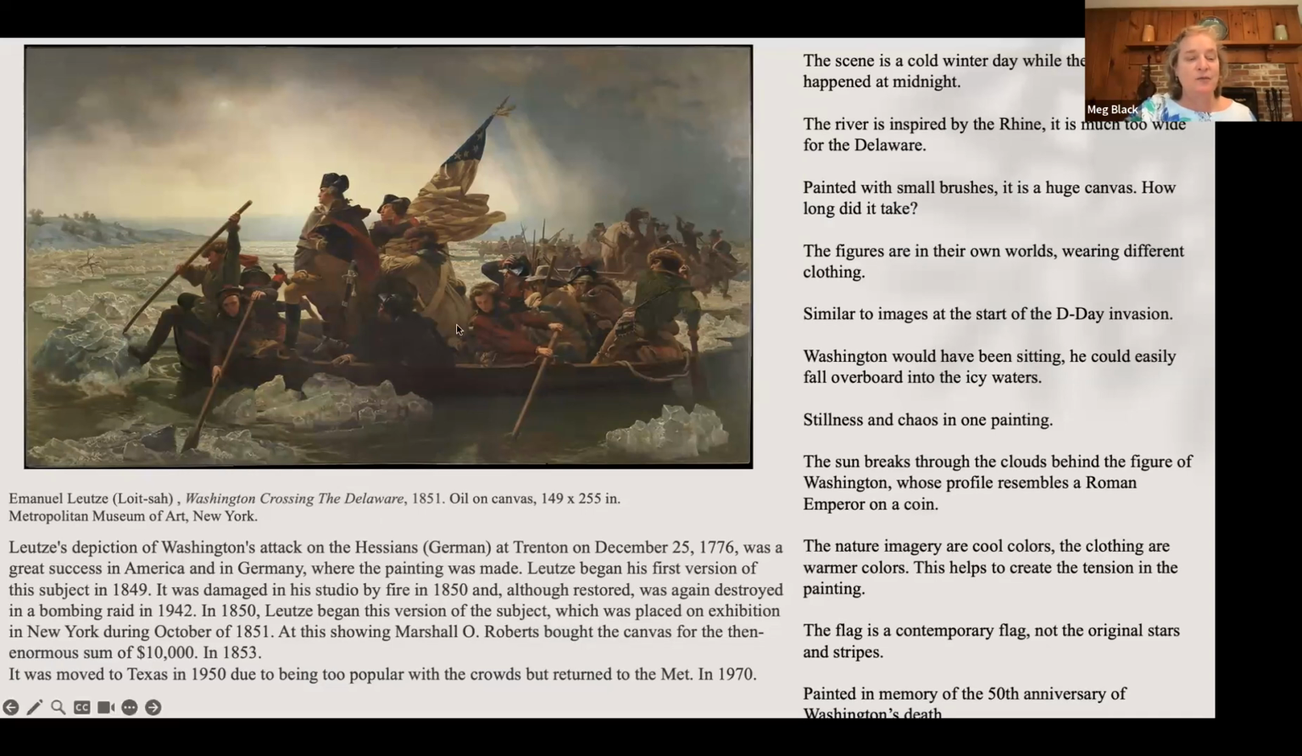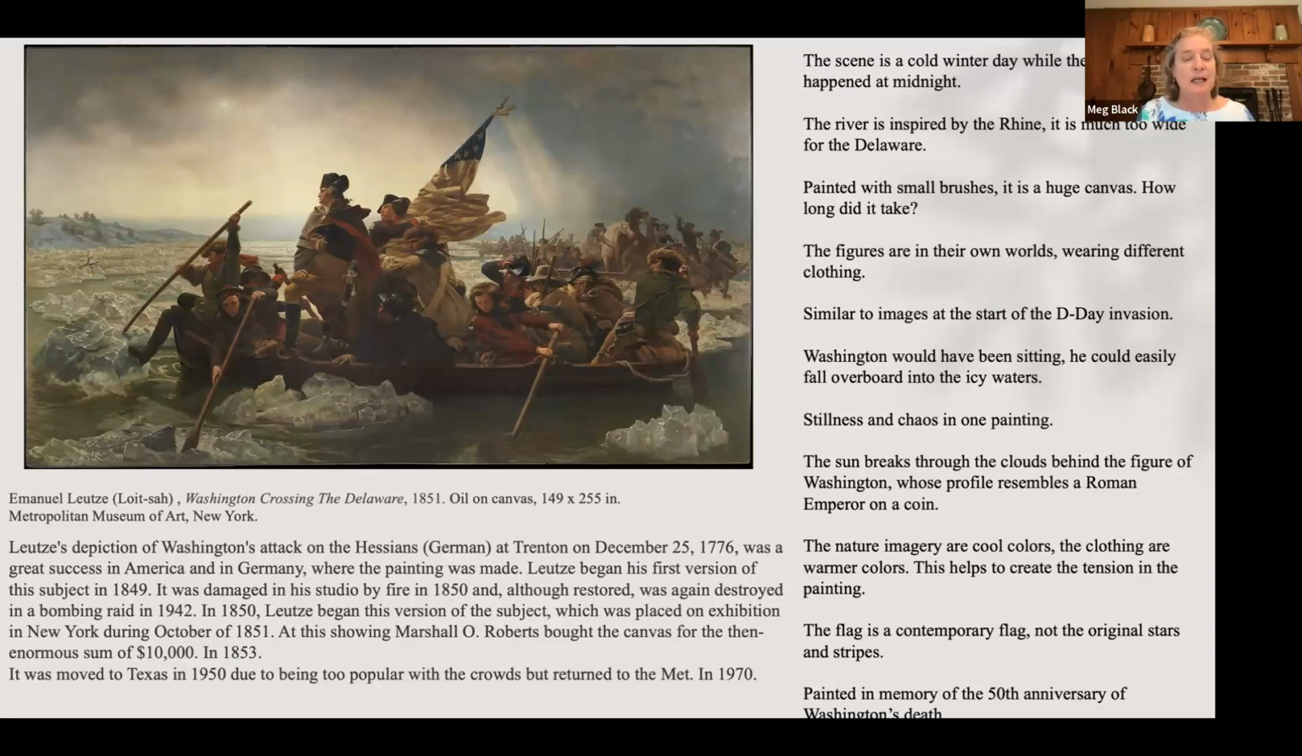So his depiction of Washington's attack on the Hessians, that's the German soldiers who were fighting with the British, was a great success in America and in Germany, where it was painted. It's painted in Dusseldorf, Germany. Leutze began his first version of this subject in 1849, but that painting was damaged in his studio by fire in 1850, and although restored, was again destroyed in a bombing raid in 1942 during the war.